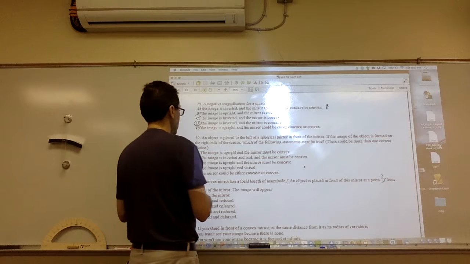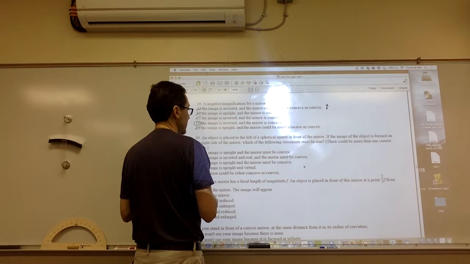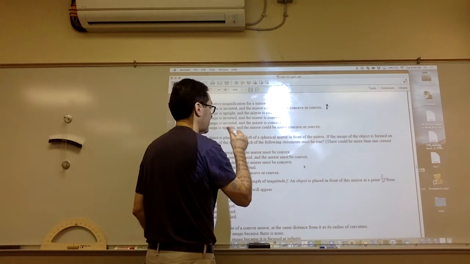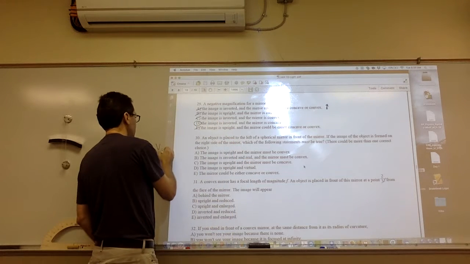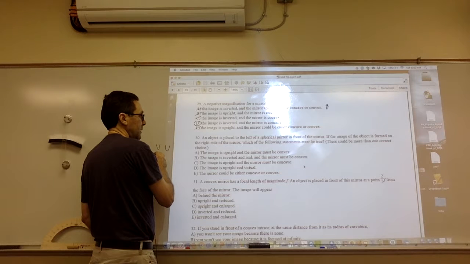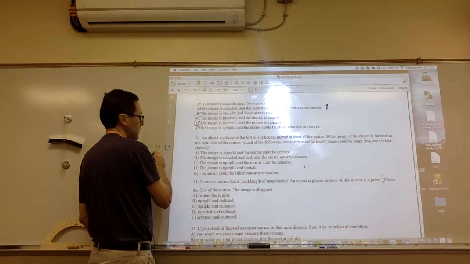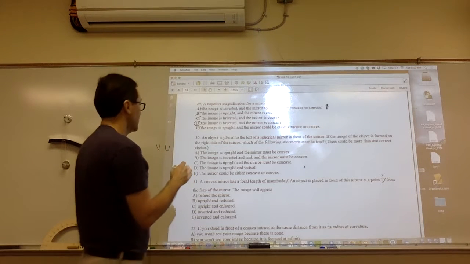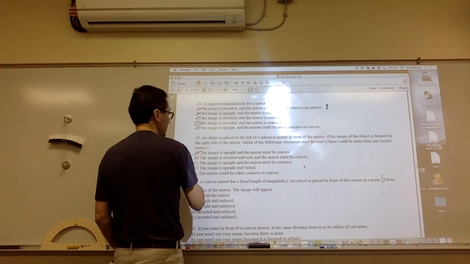So now, it has to be upright because it's virtual. So it's virtual, upright, and I think that's it. It's virtual and upright, and the mirror can be either concave or convex. So the image doesn't have to be convex.